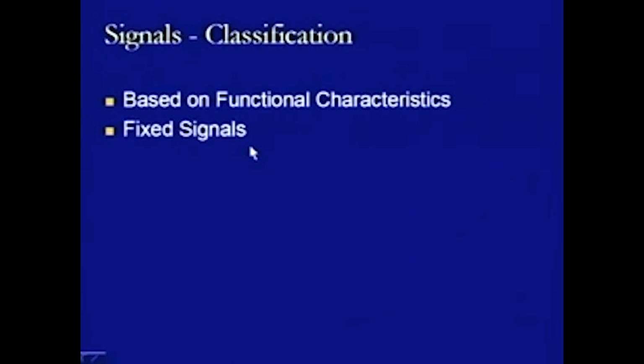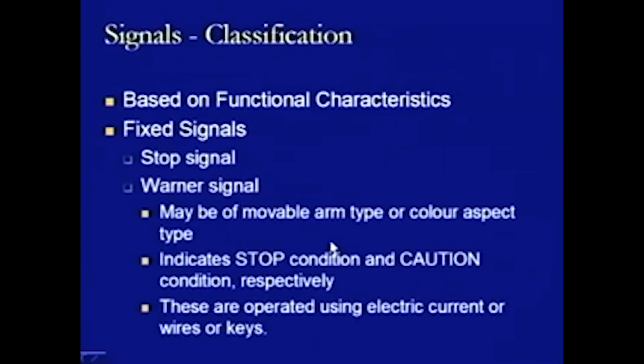Then further, when we come to the fixed signals, we have stop signals and warner signals. The stop signals are those signals which define that the train has to be stopped, whereas the warner signal is a condition where caution has been defined. That means the train has to move at a slower speed, but there is no requirement to stop at all at this particular location. We have to look at how these two work, and we will be discussing these in the coming slides.